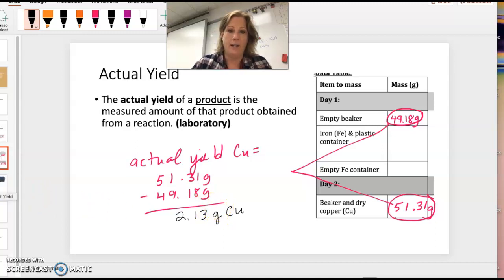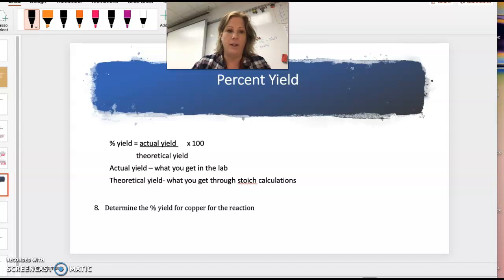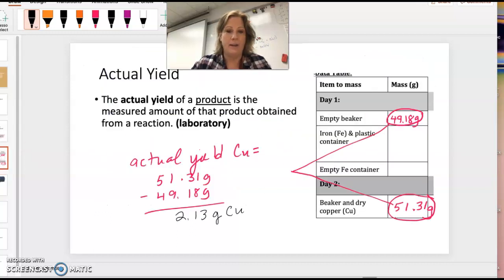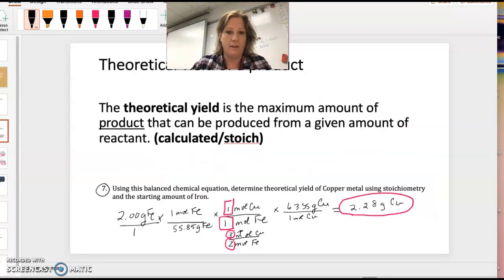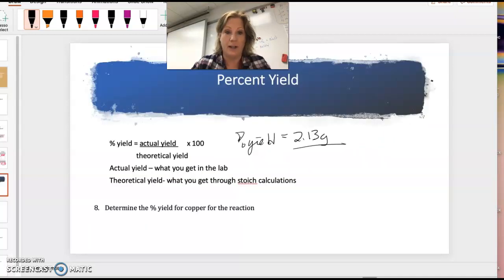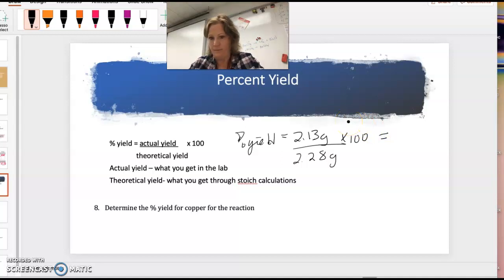So then if I want to calculate percent yield, then I'm going to take my actual yield, which I just got, the 2.13, and yours will be different than me, and I'm going to divide that by the 2.28, what I should have gotten based on stoichiometry. So when I do this, I got a yield of 93.4%.